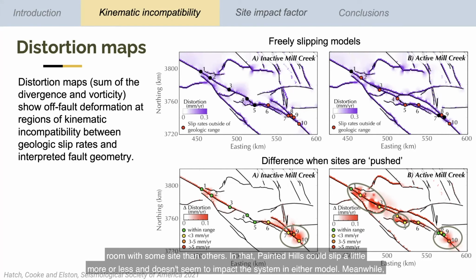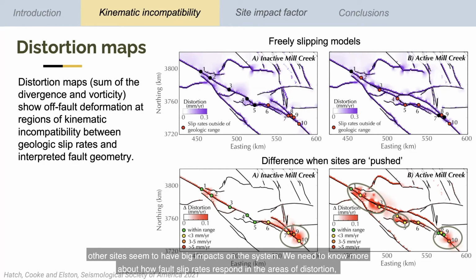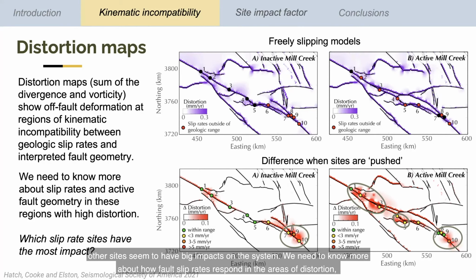There seems to be more wiggle room with some sites than others, in that Painted Hills could slip a little more or less and doesn't seem to impact the system in either model. Meanwhile, other sites seem to have big impacts on the system. We need to know more about how fault slip rates respond in these areas of distortion.